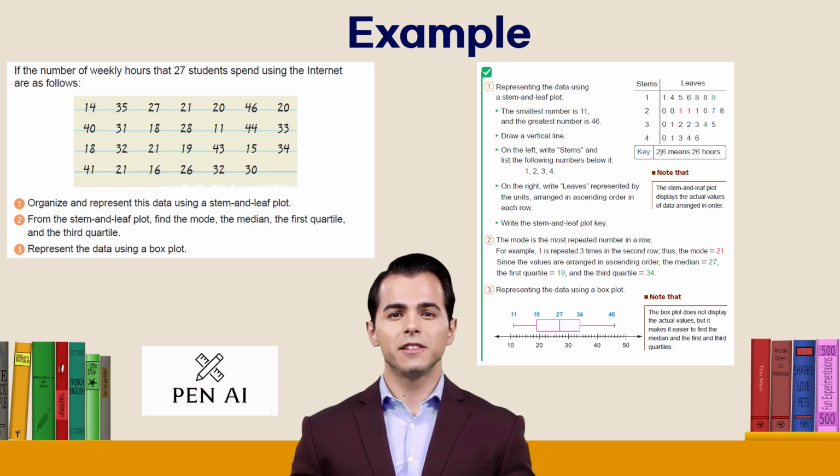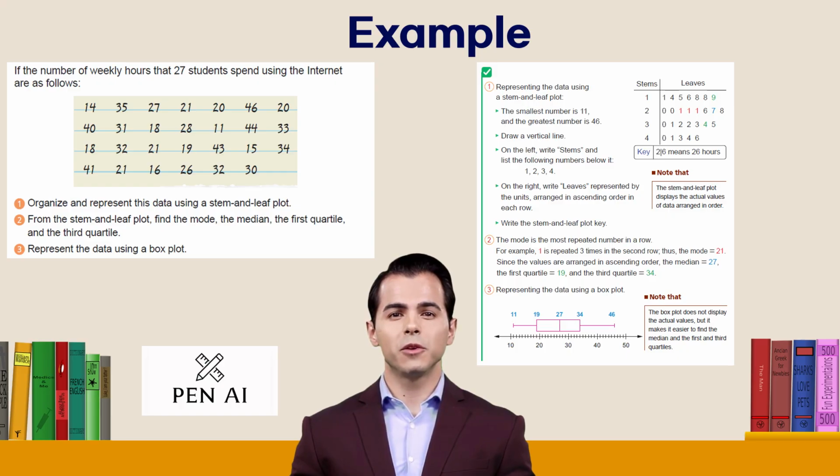The answer is, first, representing the data using a stem and leaf plot. The smallest number is 11 and the greatest number is 46. Draw a vertical line. On the left, write stems and list the following numbers below it: 1, 2, 3, 4. On the right, write leaves, represented by the units, arranged in ascending order in each row. Write the stem and leaf plot key.